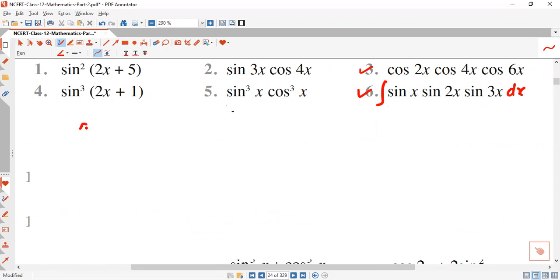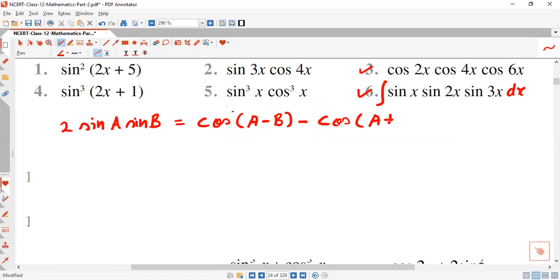We say again sin A, sin B. 2 sin A sin B will be equal to cos of A minus B minus cos of A plus B. So apply your formula. Let's simplify this one, and then we do the integration.